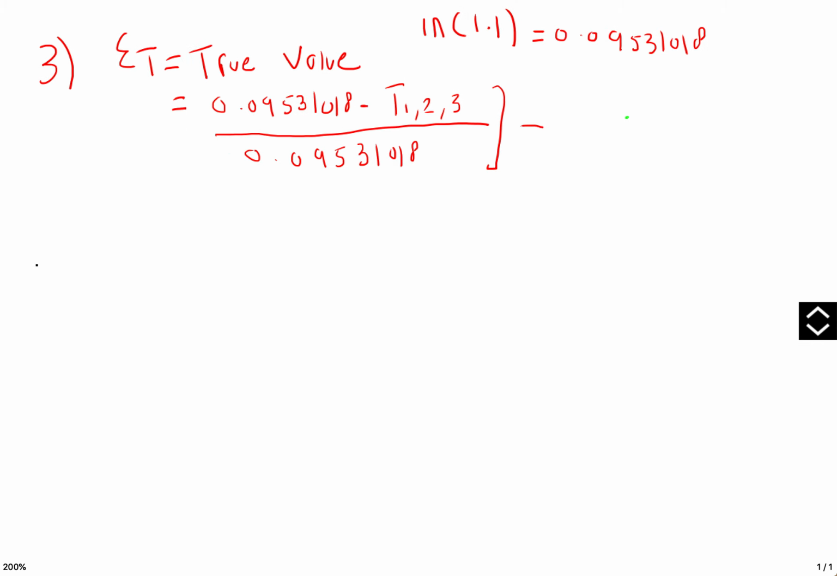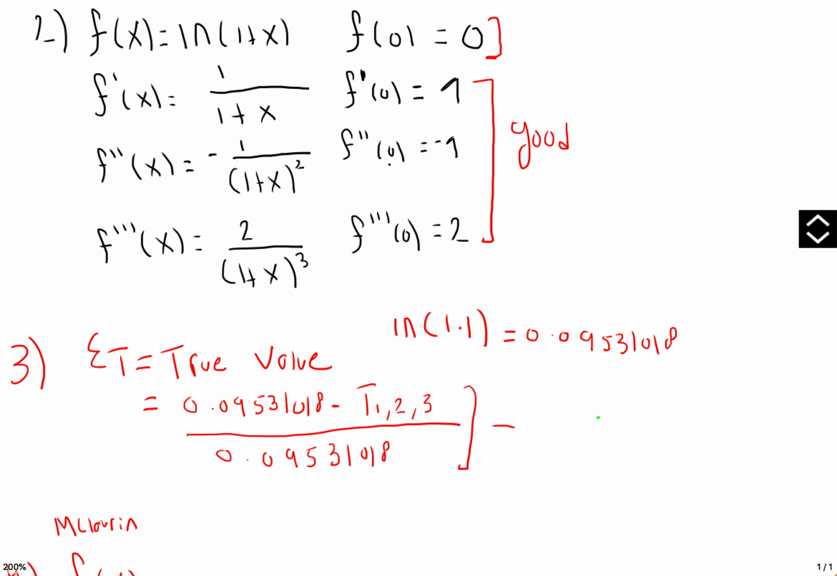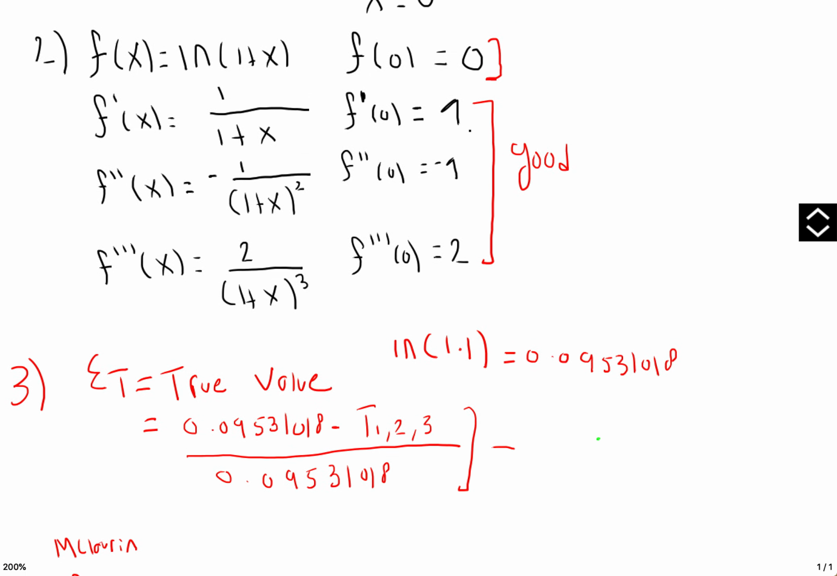Let's do the example for the first term. The first term is very straightforward. This is using the Maclaurin series. So we're going to approximate ln 1.1 using the first term. The first term we have up here is x, or in this case we have 1.